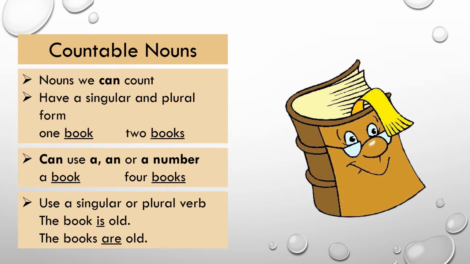The book is old. The books are old. Kita juga gunakan verb singular ataupun verb plural kepada countable tersebut. Iaitu bagi singular verbnya ialah is. Bagi plural verbnya ialah are.